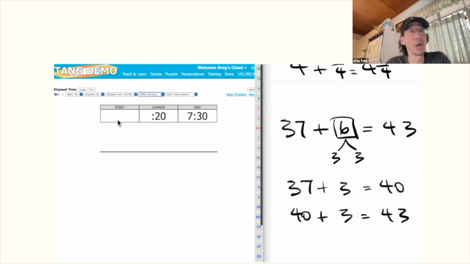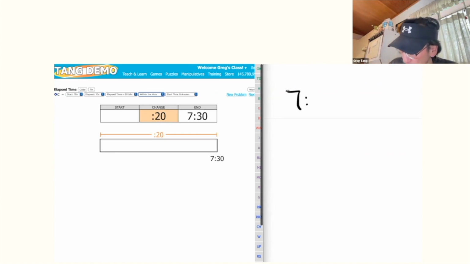Don't start at the start if it's unknown. Work what? Backwards. So what could you do? You could go at 7:30 is the end, the result. What's the change? 20 minutes. 7:30 minus 20. So one way to do it is like this.